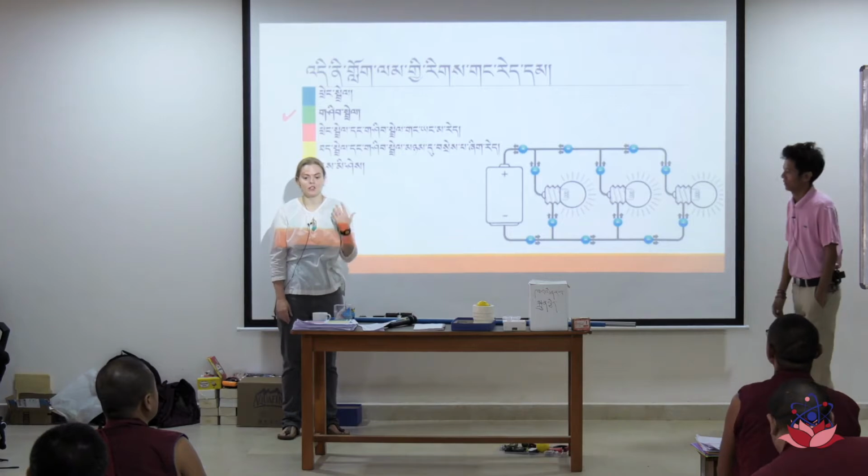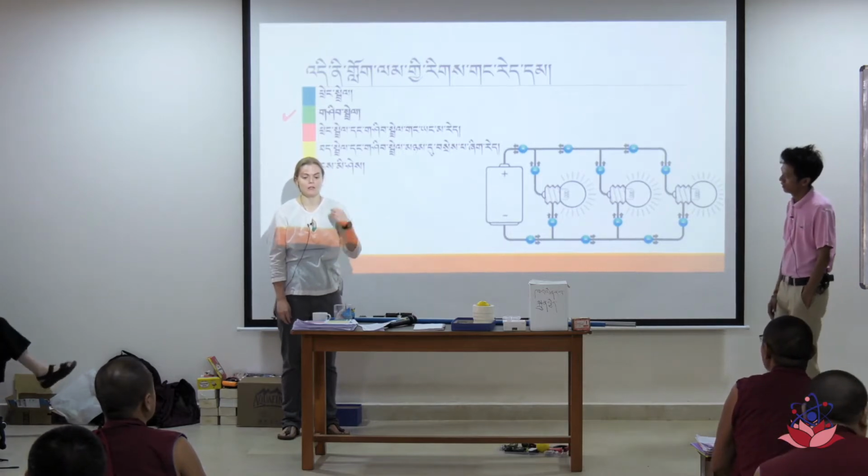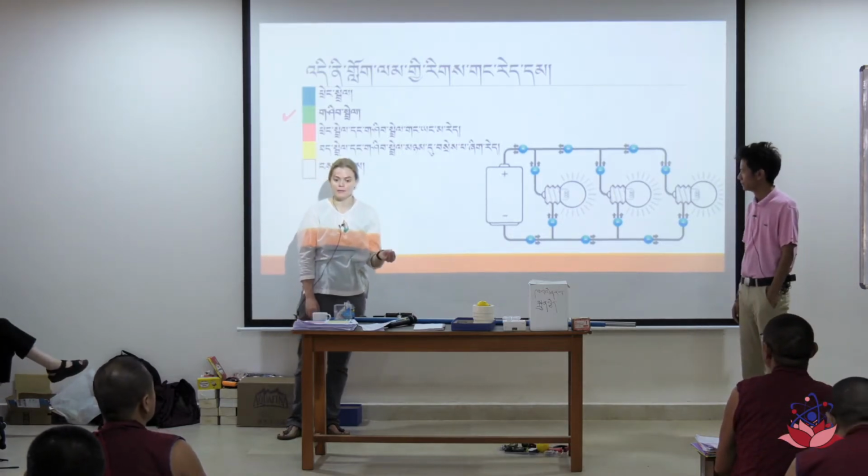So one way to check if a connection is parallel is to ask if they're independent loops.